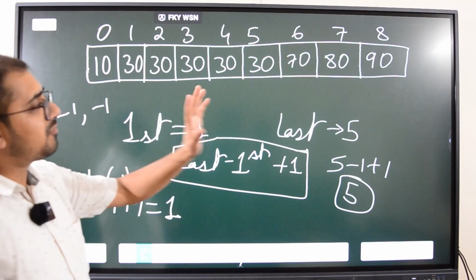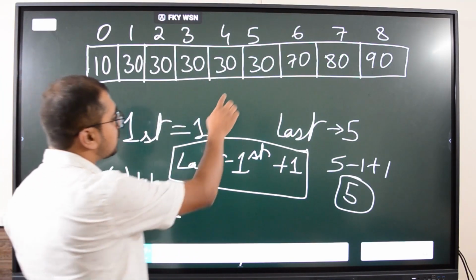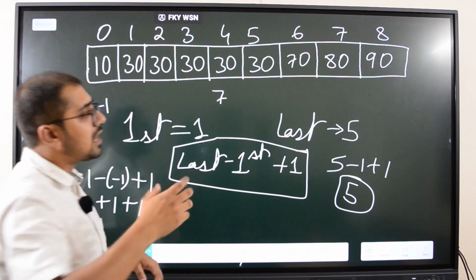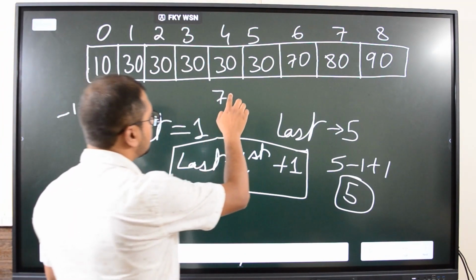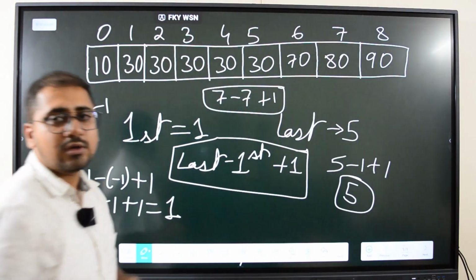And suppose I am finding any one single value, let's say my number is 80. The first occurrence is at index 7, and the last occurrence is also at index 7. So 7 minus 7 plus 1, here also I will be getting the value as 1.